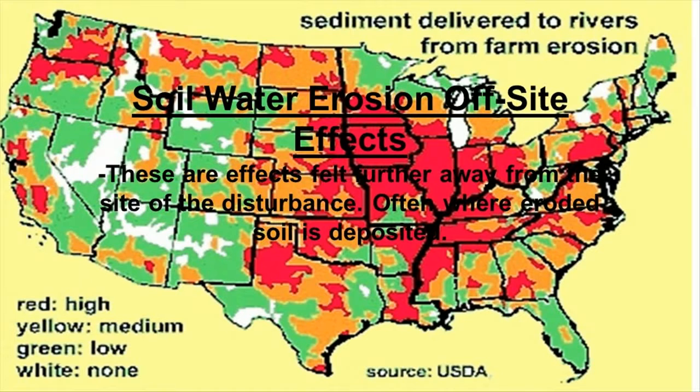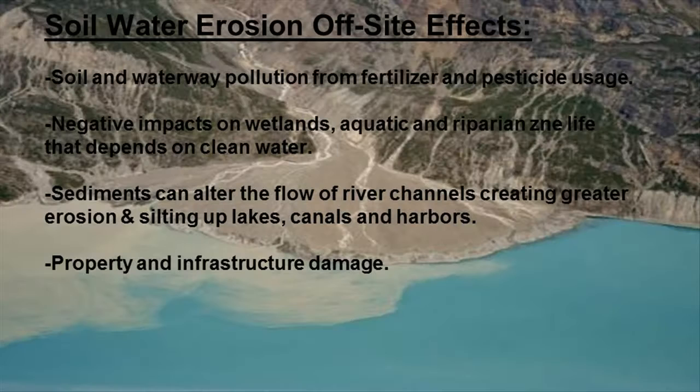Soil water erosion off-site effects. These are effects felt further away from the site of the disturbance, often where eroded soil is deposited. Soil water erosion off-site effects may include soil and waterway pollution from fertilizer and pesticide usage, negative impacts on wetlands, aquatic and riparian zone life that depends on clean water. Sediments can alter the flow of river channels, creating greater erosion and silting up lakes, canals, and harbors. Property and infrastructure damage as well.